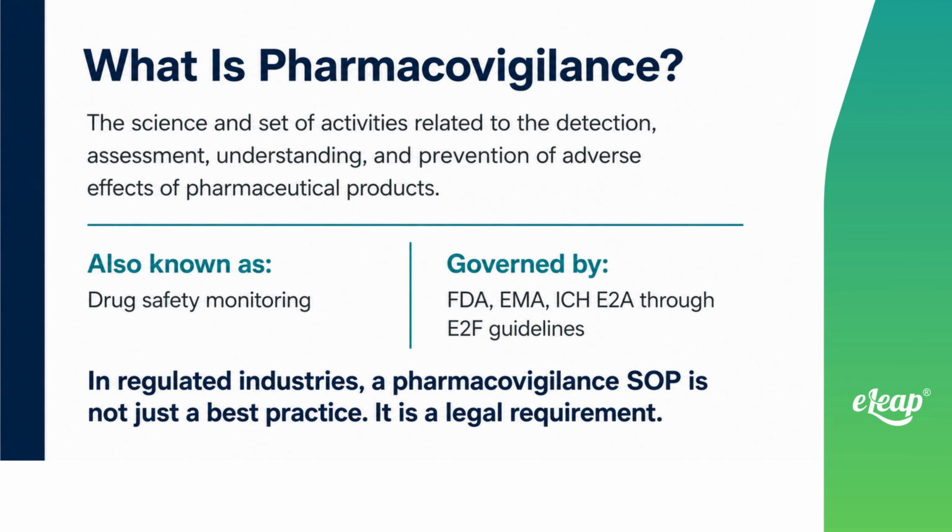Pharmacovigilance, sometimes referred to as drug safety monitoring, is the science and set of activities related to the detection, assessment, understanding, and prevention of adverse effects of pharmaceutical products. Regulatory bodies, including the FDA and EMA, require that organizations have documented, auditable pharmacovigilance systems that align with ICH E2A through E2F guidelines. A well-constructed SOP is the foundation of that system.